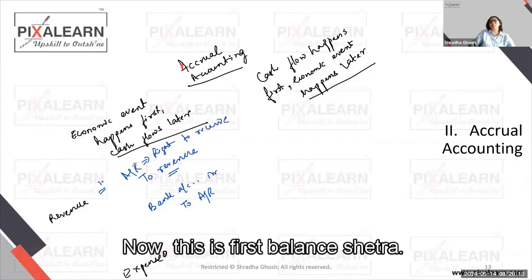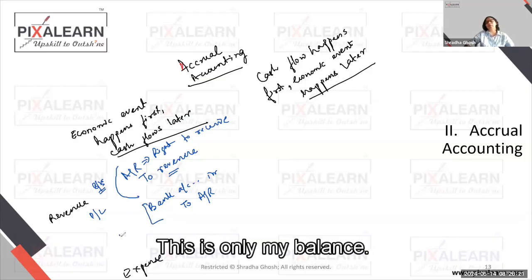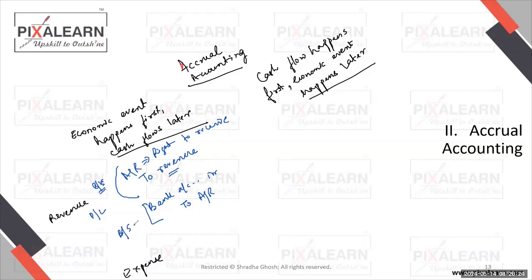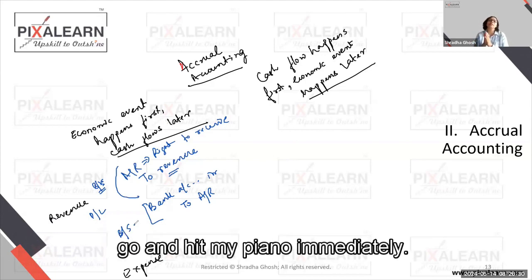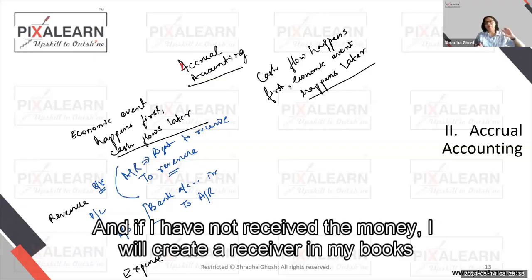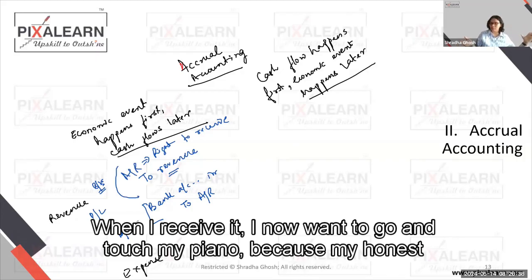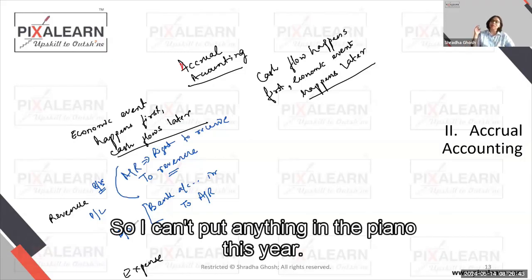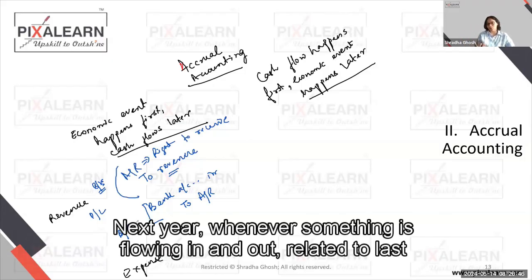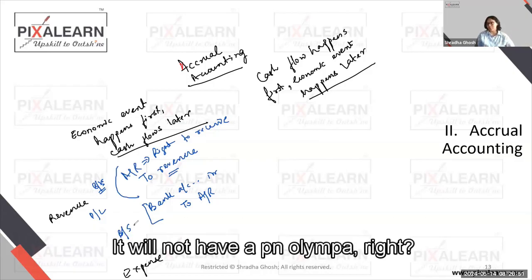Now this is first balance sheet. This is first P&L and it will hit my balance sheet. And then later on, this is only my balance sheet item. Yes or no? That means the year when I have done the work, I will hit my P&L immediately. And if I have not received the money, I will create a receivable in my books. Next year when I receive it, I'm not going to touch my P&L because my earnings process was complete last year itself. So I can't put anything in the P&L this year. Next year, whenever something is flowing in and out related to last year, it will only have a balance sheet impact. It will not have a P&L impact, right?